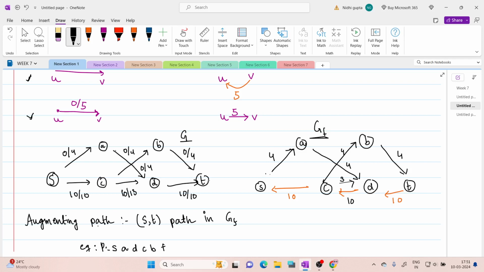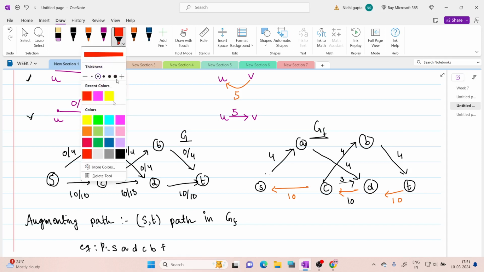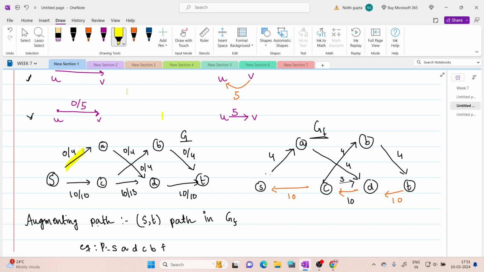Now similarly, if we look at AD, all the edges which have flow 0 will have only a forward edge in the residual graph. So for SA, AD, CB and BT there will only be a forward edge, because the second property is not satisfied. In this we can see that the flow value is strictly less than capacity, so we have a forward edge, but for a backward edge we need a positive value of flow.